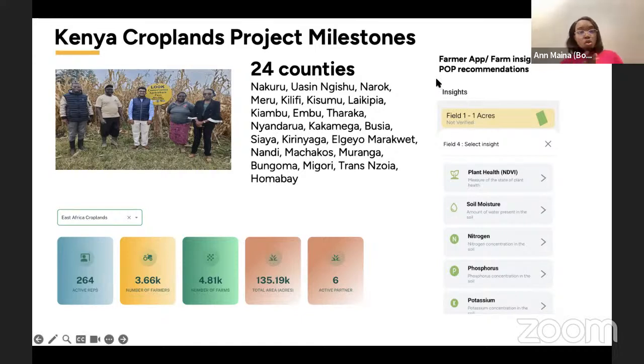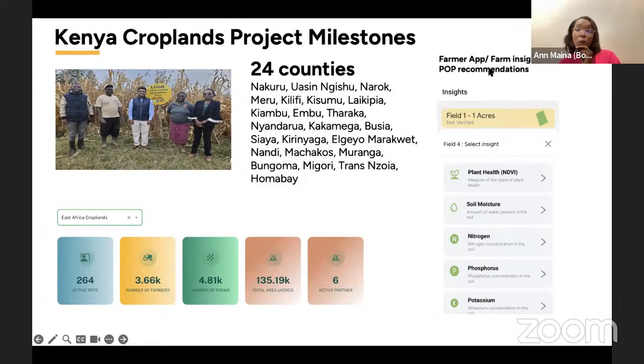Going back to what I had initially mentioned about incorporating all this information in an app in a digestible way, this is easily accessible to the farmers who are part of our project, and they do not have to pay for these insights.